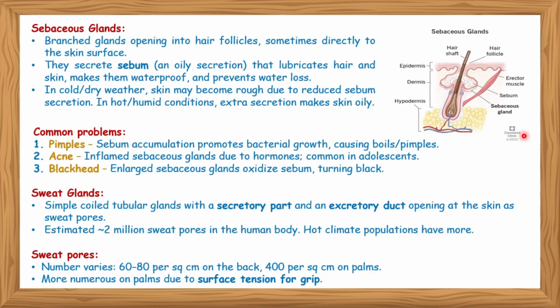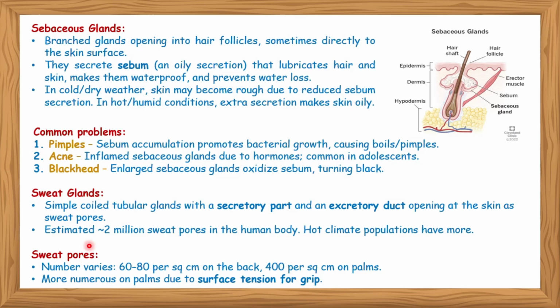Common problems: pimples. Sebum accumulation promotes bacterial growth, causing boils or pimples. Acne. Inflamed sebaceous glands due to hormones, common in the adolescent period of boys and girls. Blackhead. The enlarged sebaceous glands oxidize sebum, turning it black. Now we'll go for the sweat glands. They are simple coiled tubular glands with a secretory part and an excretory duct opening at the skin as sweat pores.